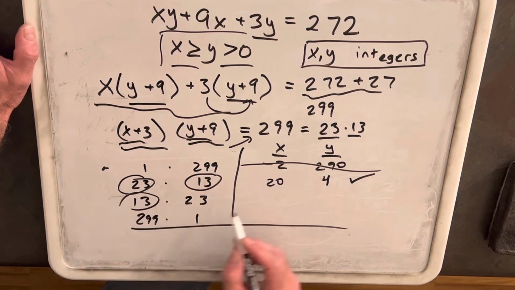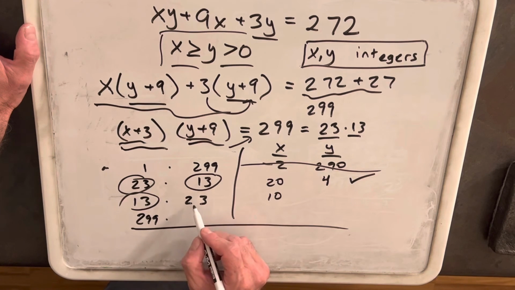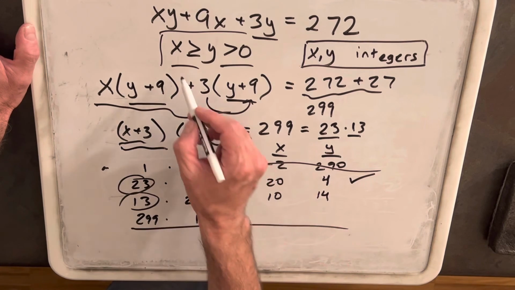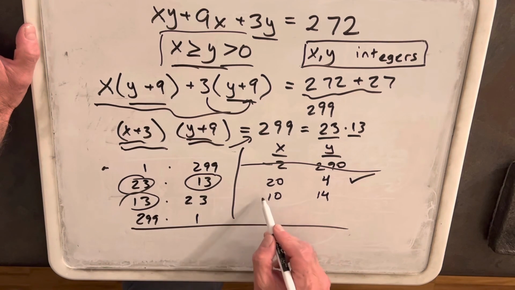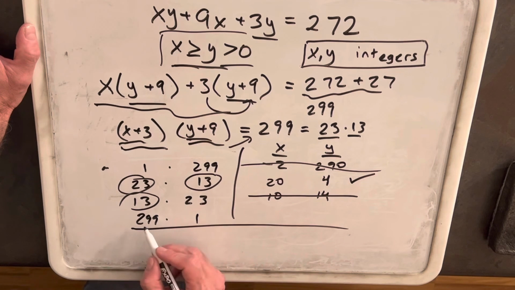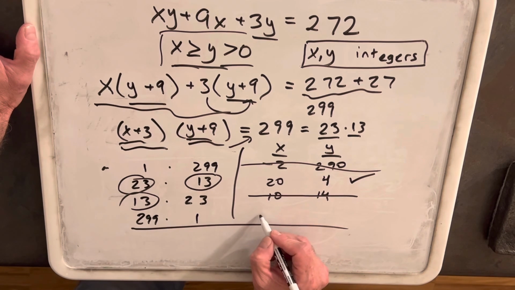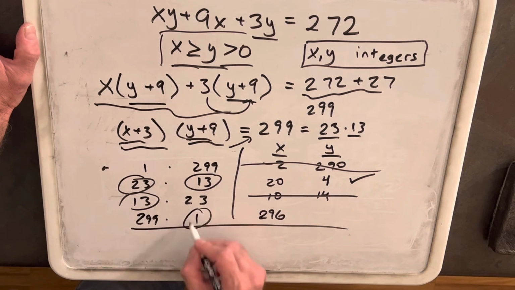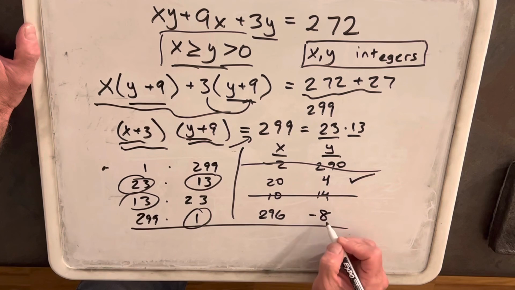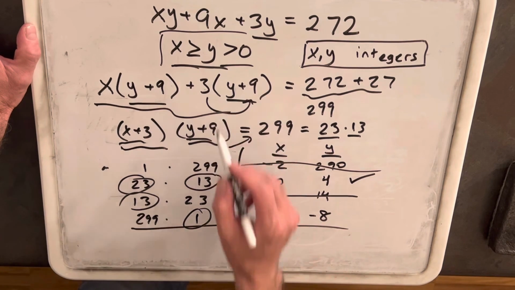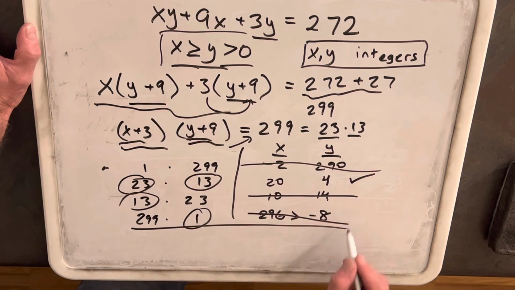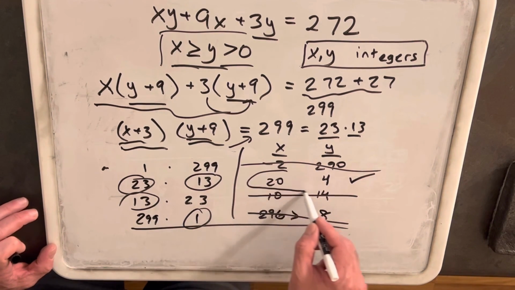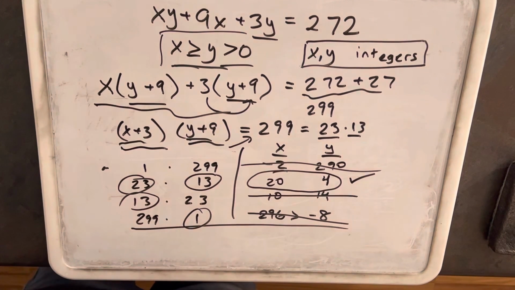Then if this term's 13, that means x is 10 and y is 14. But that doesn't work because it fails the condition that x is greater than y, so that's not a solution. And then last, for 299, x is 296. But for this term to be 1, y has to be -8. X is greater than y, but y needs to be greater than 0, and it's not. So therefore, our only solution is this one, x equals 20 and y equals 4.